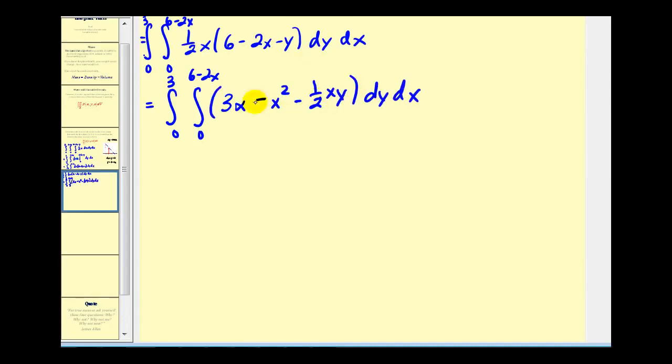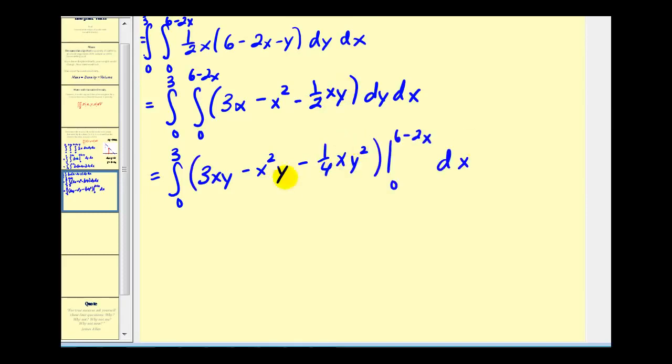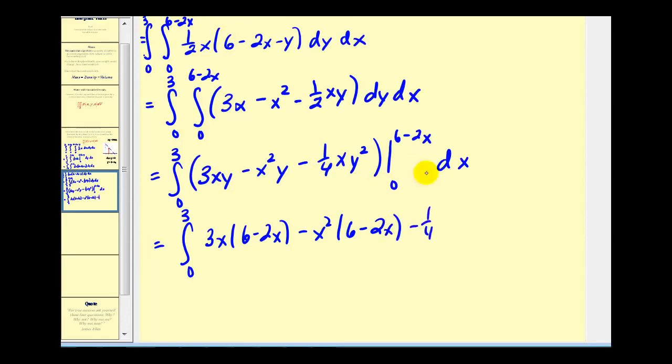Now we'll integrate with respect to y. So 3xy minus x squared y. Here we'll have 1/2 x times y squared over 2, or minus 1/4 xy squared. Now we'll replace y with 6 minus 2x and then with 0. So 3x times 6 minus 2x minus x squared times 6 minus 2x. Here we'll have minus 1/4 x times 6 minus 2x squared.